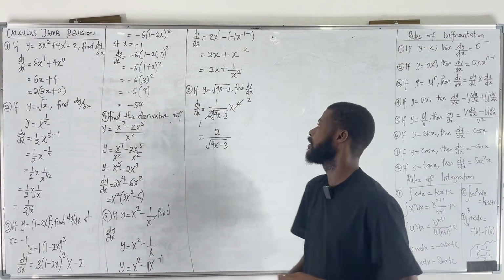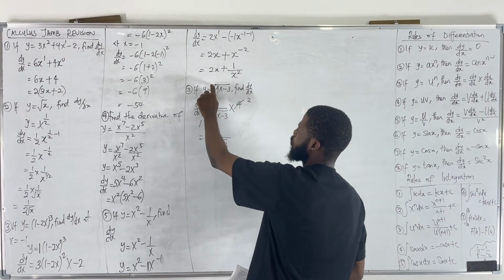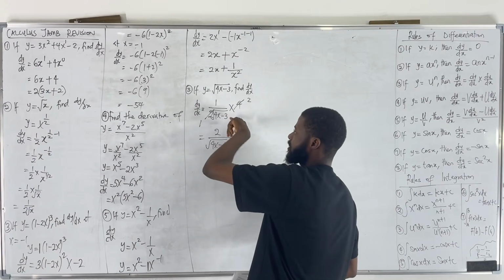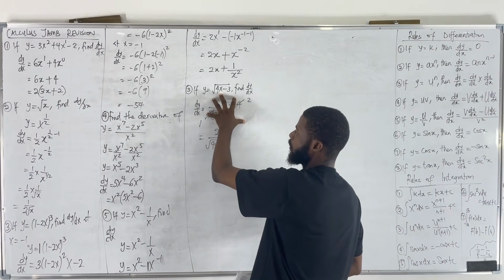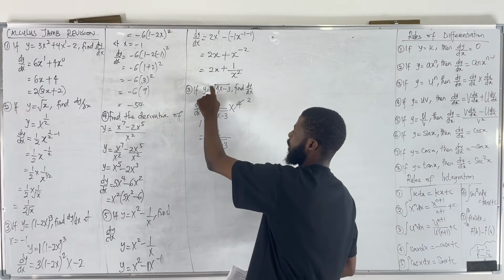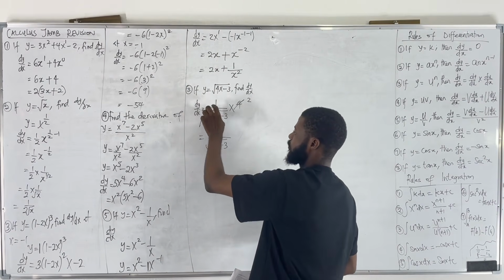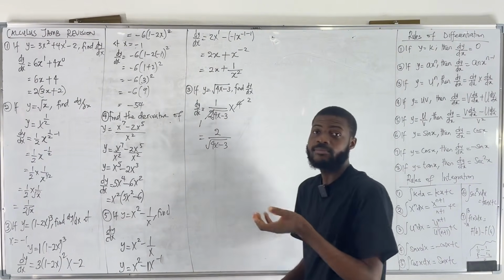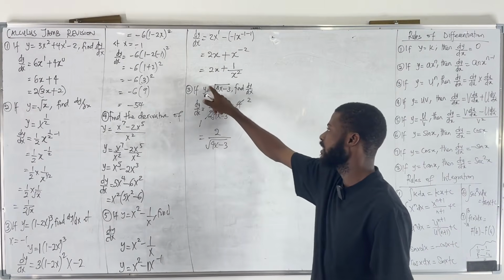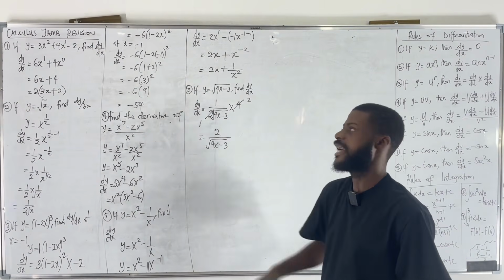Now, someone might be asking, what if there's a number here? What if there's a 2 here? Of course, if there's a 2 here, what you have to first say is 2 times. So this answer will then be doubled. The number here does not change anything. You first start with a 2 times. It's a constant multiple. So if there's a 2 here, it means this answer will multiply by 2. If there's a 3, we multiply by 3, and just like that.